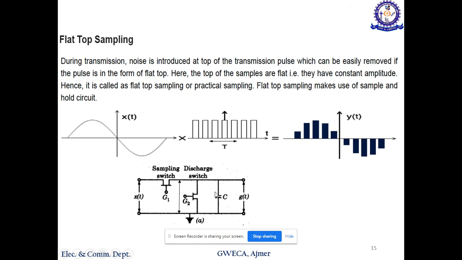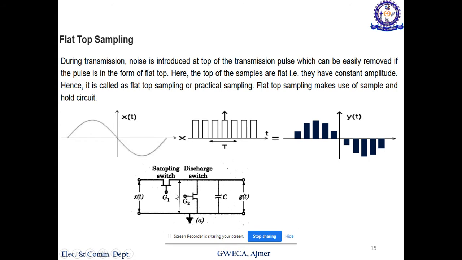It will act like a short circuit. The capacitor is now getting discharged using this switch G2. Whenever G2 is high, the capacitor gets discharged. Whenever G2 is low, the capacitor gets charged. This is the basic working. So you are getting a sampled and hold output. First one is the sampled output, then whenever it discharges, it will hold. Output is 0. So, sample and hold output.